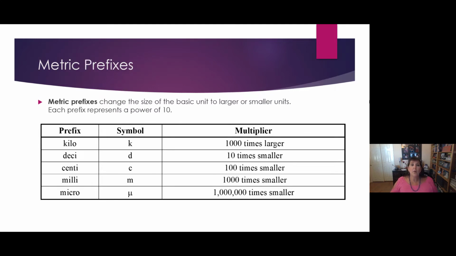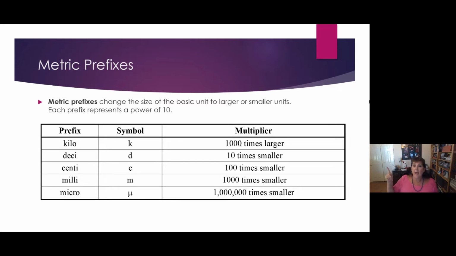Now, if you want to be bigger or smaller than the basic unit, then we have prefixes that represent powers of 10. So they're pretty easy to convert back and forth between. We're going to learn 5 prefixes. That's not all of them by any means. And we're only going to do one that's bigger than the basic unit, and that is kilo.